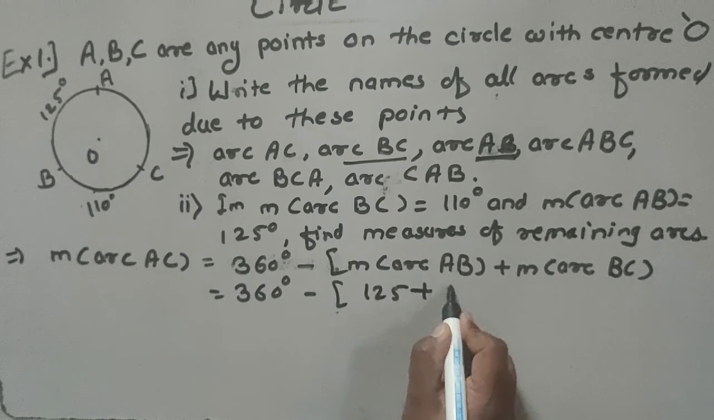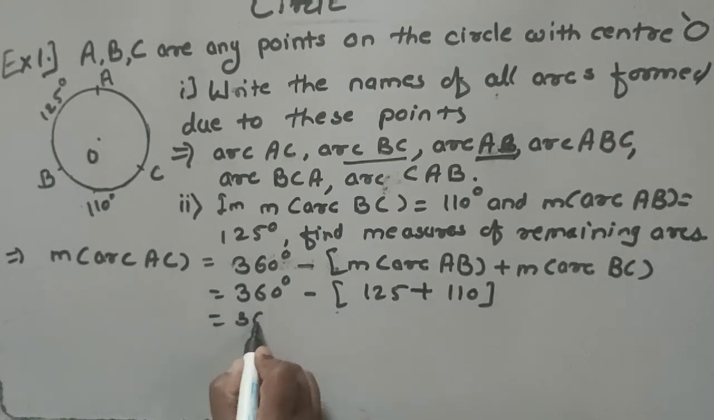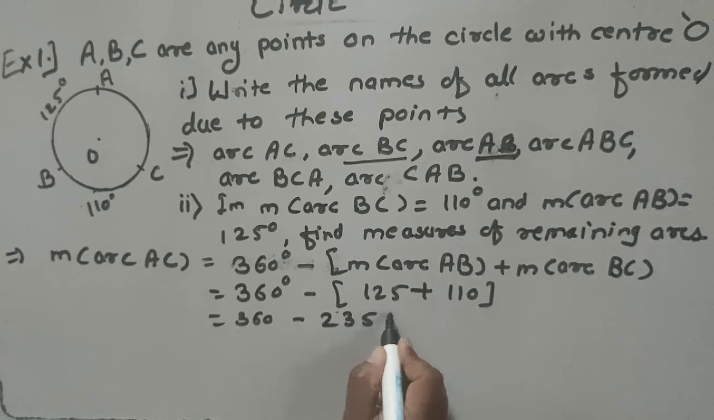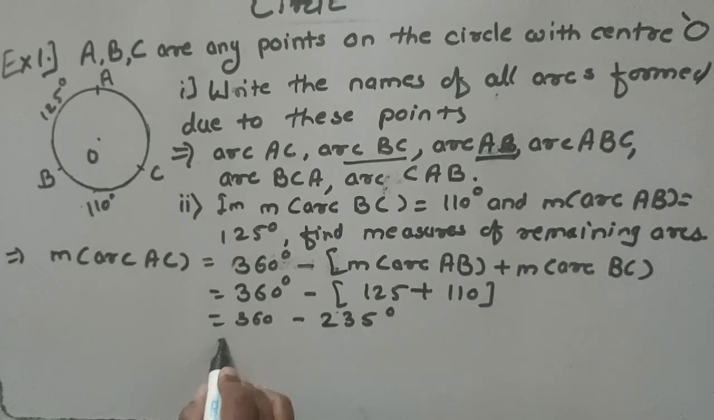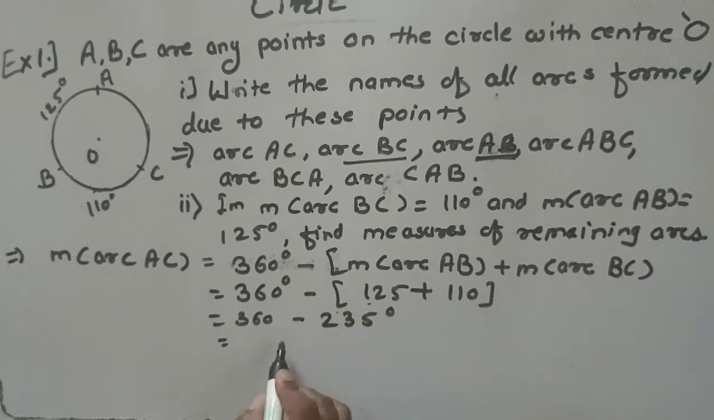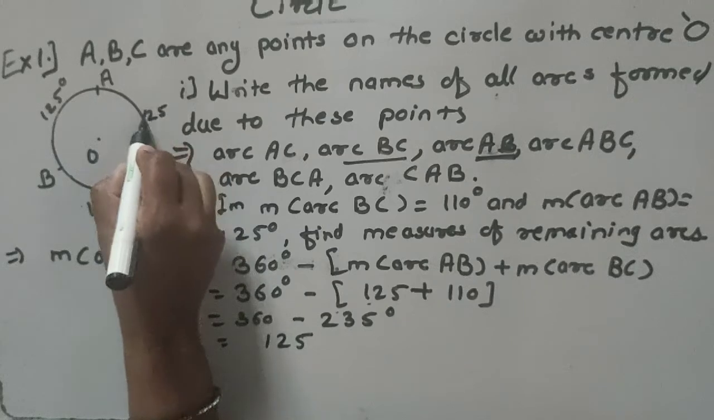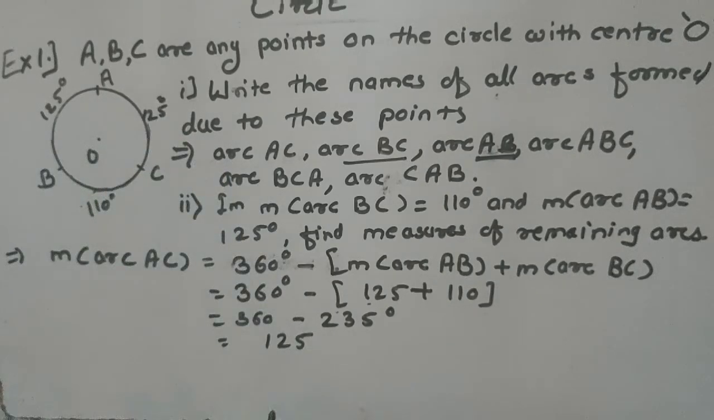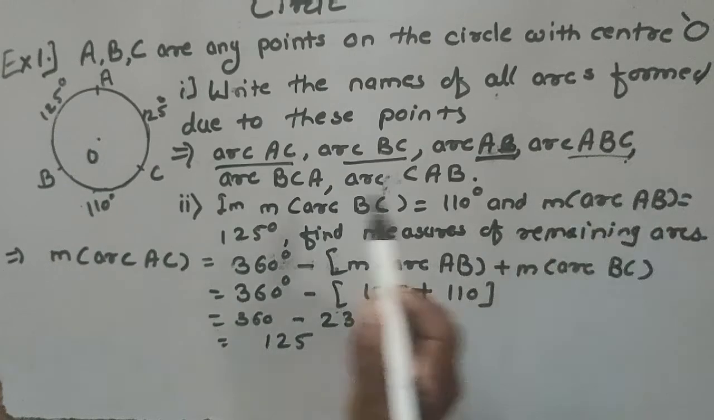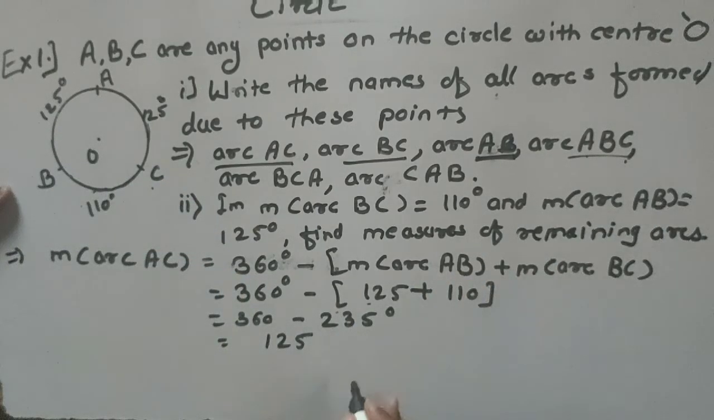Here 125 plus 110. The sum of both is 235 degree, and 360 minus the sum of both is the subtraction. So the sum is 235 and 360 minus 235 is 125. So measure of arc AC is equal to 125 degree. Now we got the measure of AC. Now if you want to find out ABC, here is A, B, C.